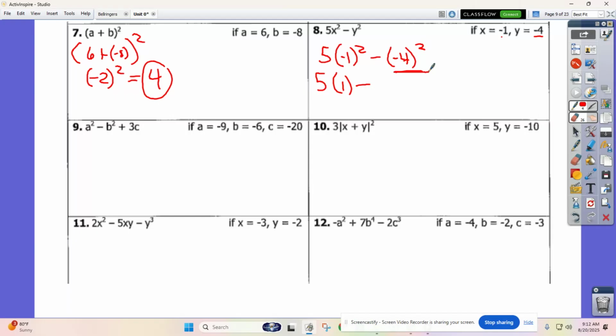But what I want you to think about is the fact that there was a minus in front. That needs to stay there. And that would give me a +16. So 5 minus 16, keep the sign of the bigger number and subtract, -11.